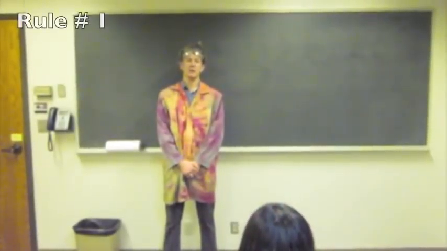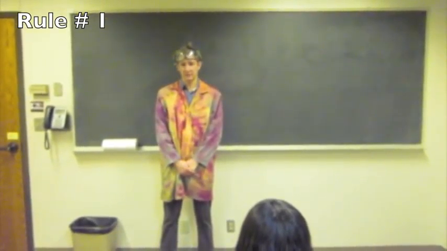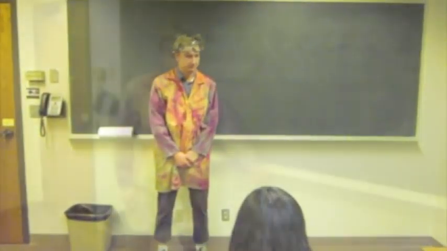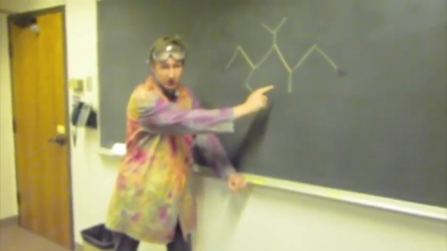Nomenclature. The first thing to do in naming an organic molecule is to count a carbon chain, numbering it such that you create the molecule with the most substituent groups. Here's your first question. Circle the longest carbon chain in this molecule.